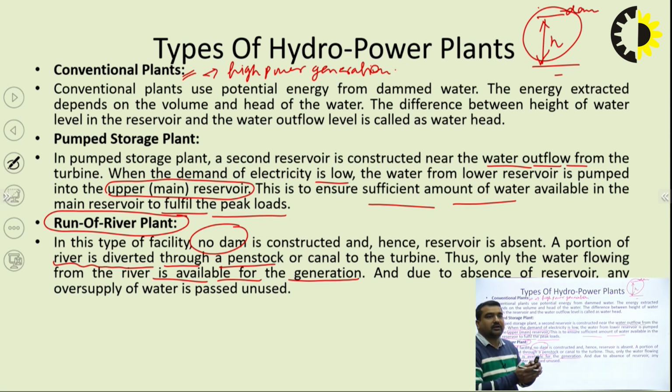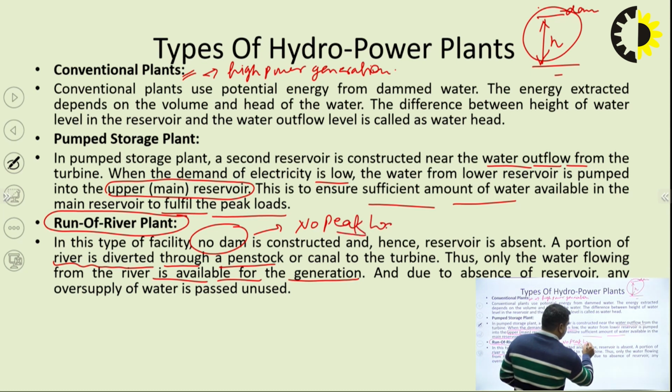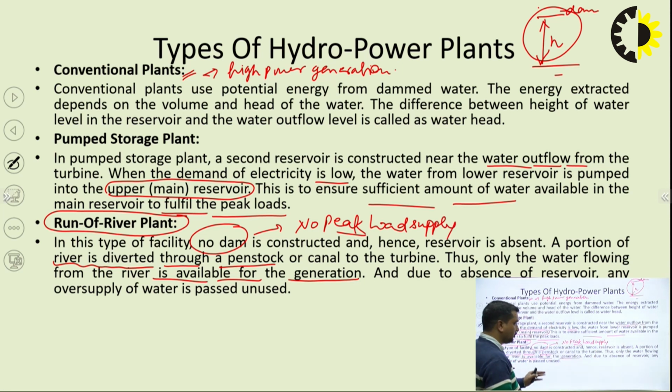So we cannot supply the peak load demands. There is no storage, there is no peak load supply, and due to the absence of a reservoir, any oversupply of water is passed unused. So this is another type of hydro plant, that is runoff. Runoff plants are generally used in the rainy season, when our rivers are flooding.